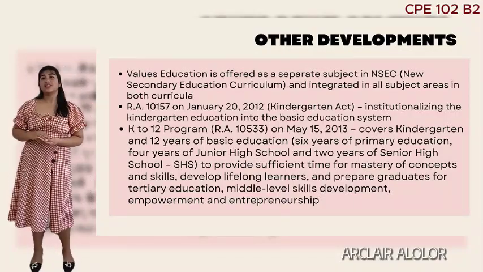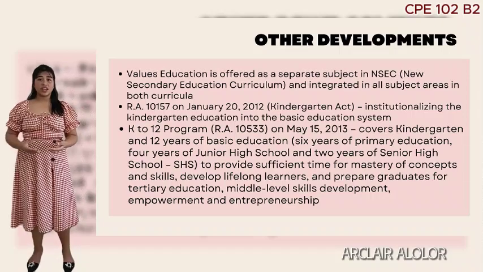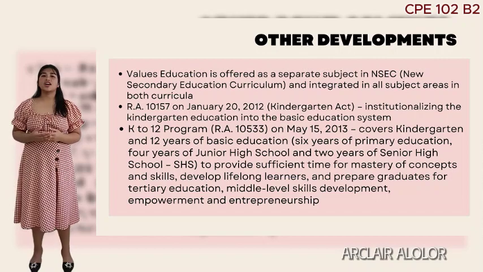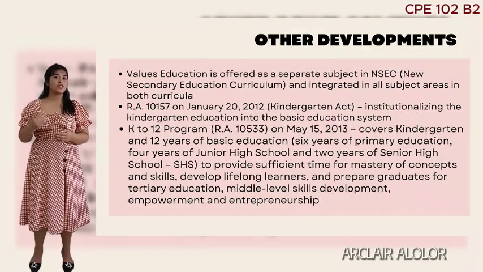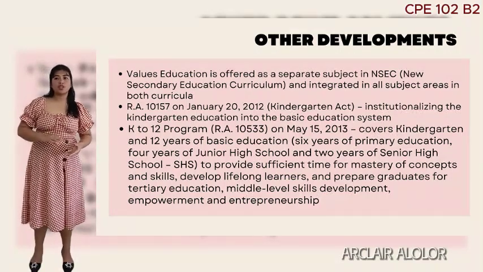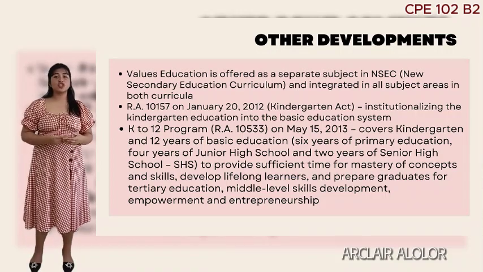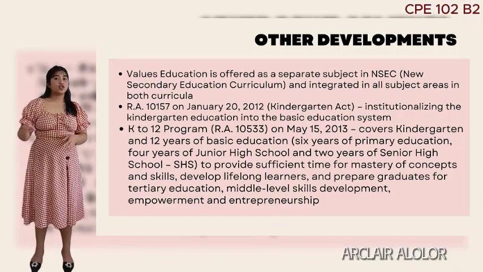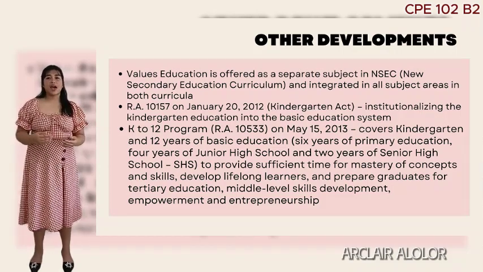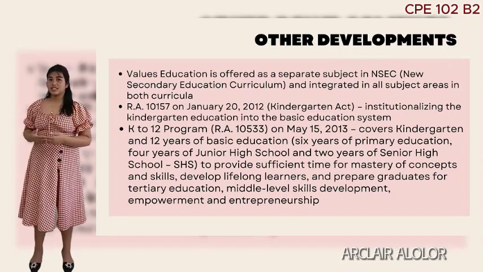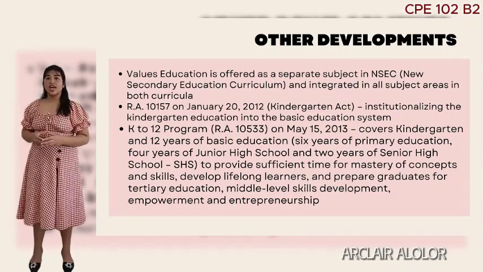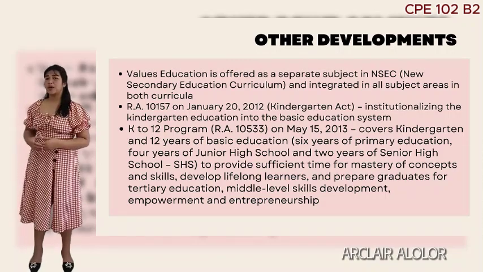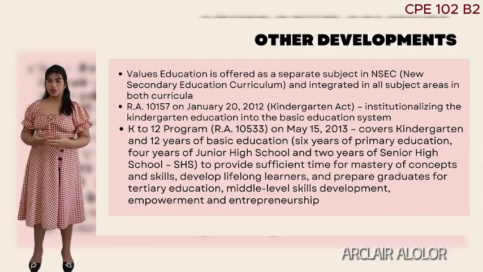K-12 program, RA 10533 on May 15, 2013, covers kindergarten and 12 years of basic education: 6 years of primary education, 4 years of junior high school, and 2 years of senior high school, to provide sufficient time for mastery of concepts and skills, develop lifelong learners, and prepare graduates for tertiary education, middle-level skills development, employment, and entrepreneurship.